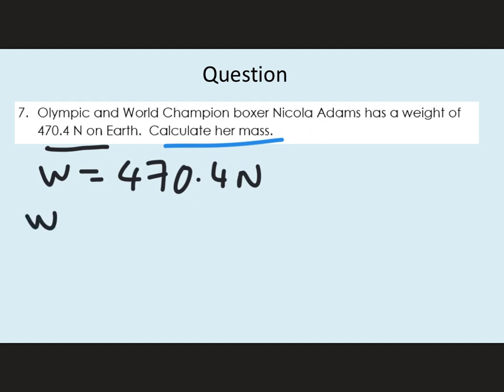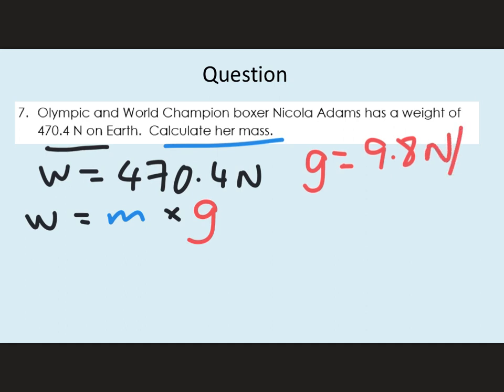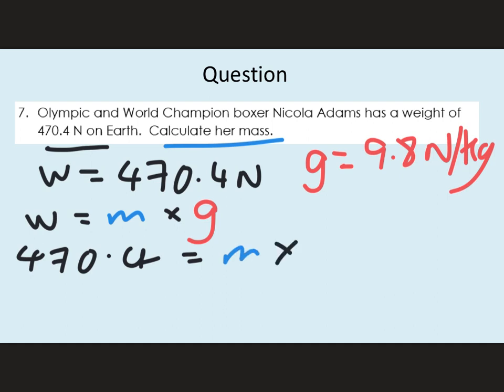So I write out the equation that W equals M times G. I remember that G, gravitational field strength, is 9.8 newtons per kilogram. Okay, I'm then going to put the numbers in. So I get 470.4 equals my mass M multiplied by my 9.8. Now here, I'm going to rearrange the equation.